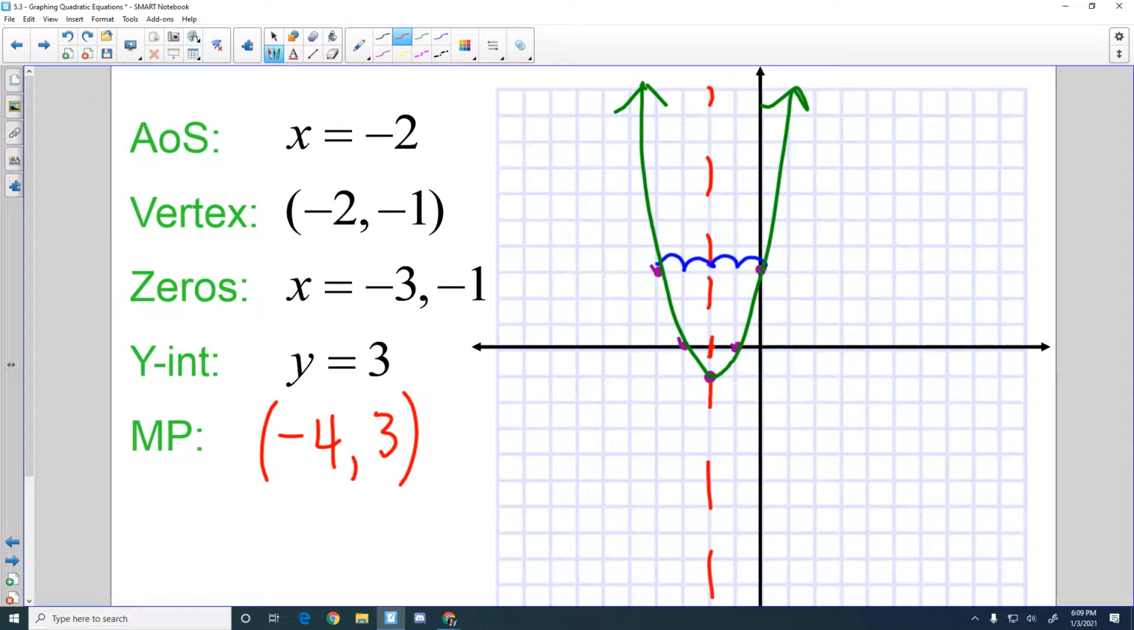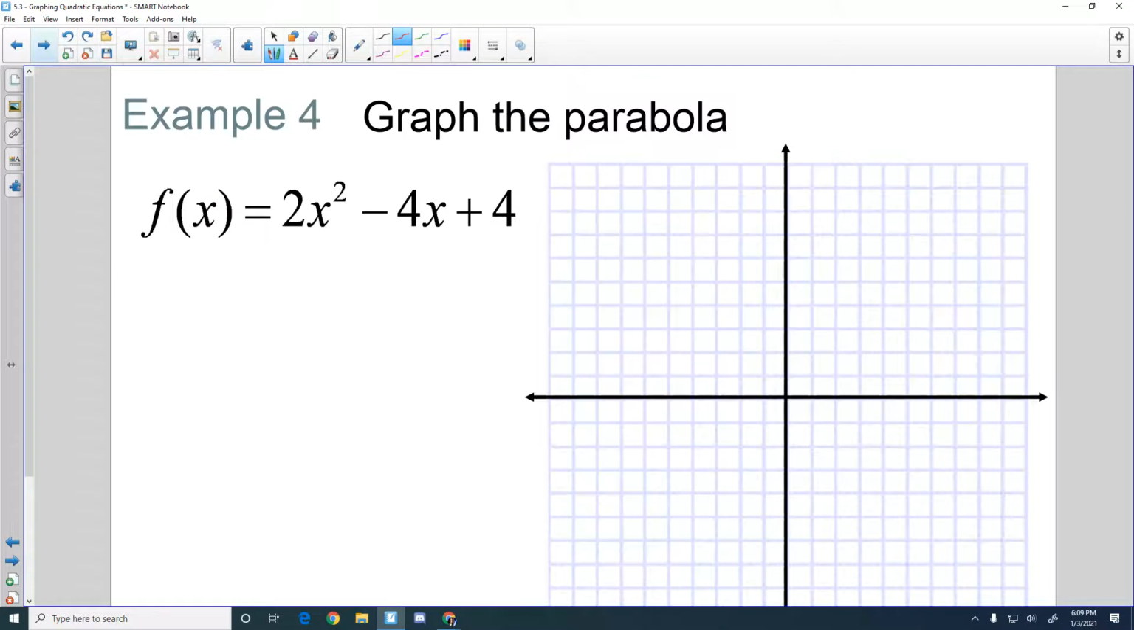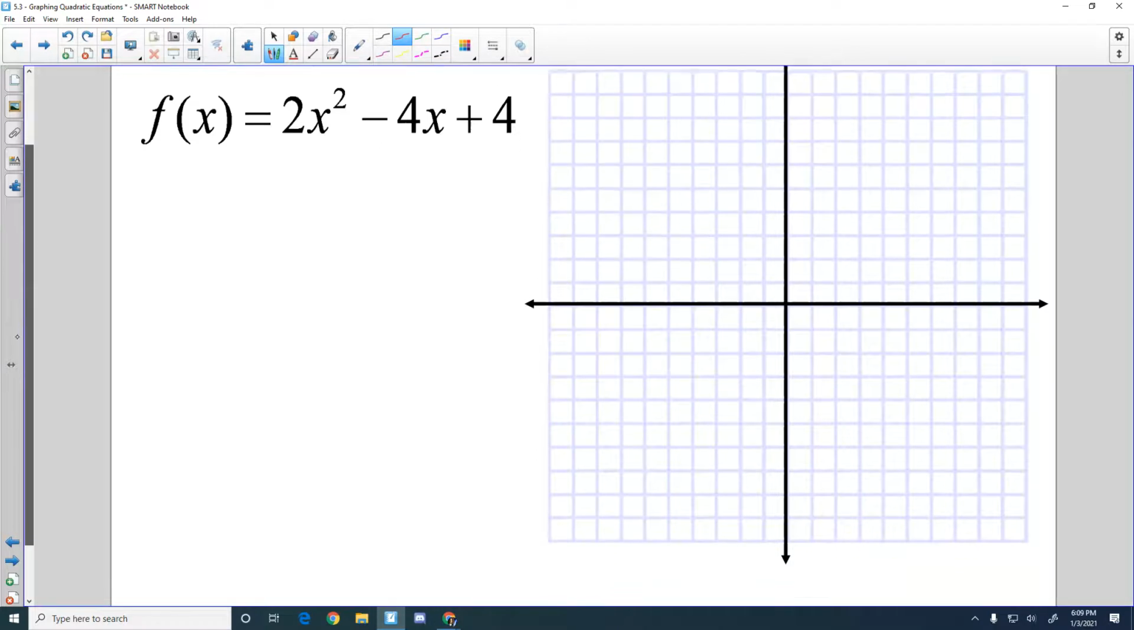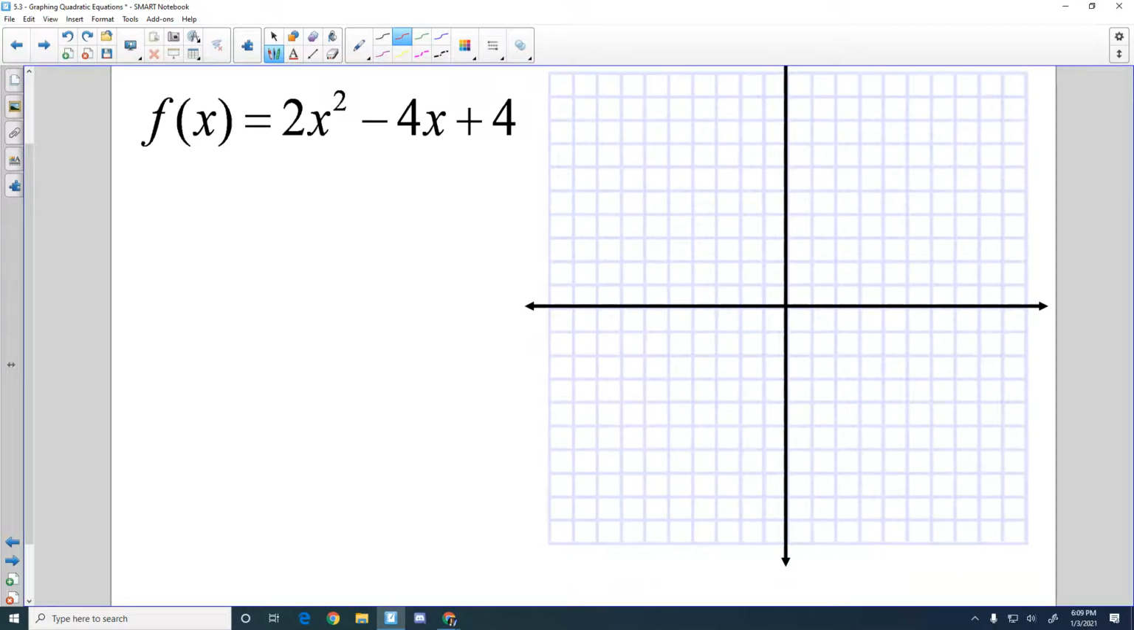All right, let's get some more practice in. Graph the parabola. Okay, so this is in standard form. So first, start with the axis of symmetry. X equals -b, but since b is a -4, a -4 would be a +4 over 2 times a. But a is a 2, so 2 times 2 is 4. So that gives us 1. So we can start by graphing this axis of symmetry at 1.